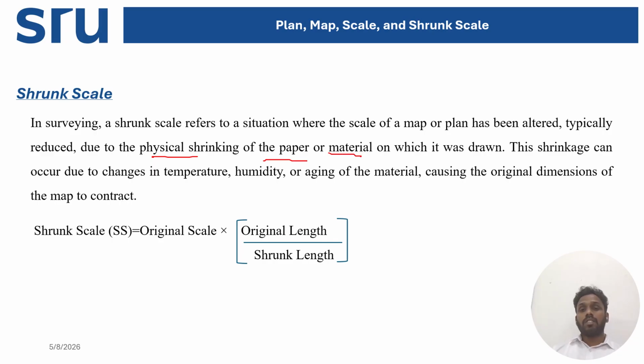Okay. This shrinkage can occur due to change in temperature. Due to temperature it can expand or contract. Due to humidity it will expand. And aging of the material also causes deterioration of the material on which the map is drawn. So this causes the original dimension of a map to contract.